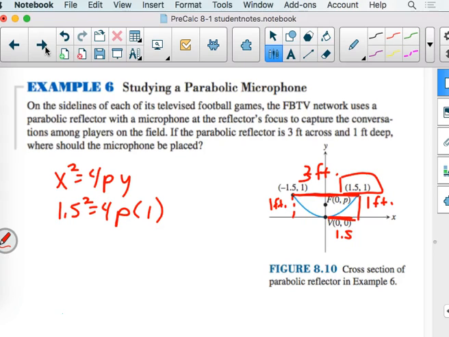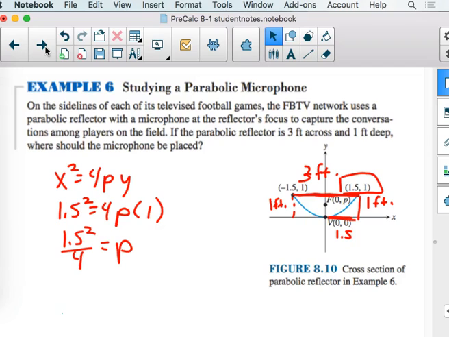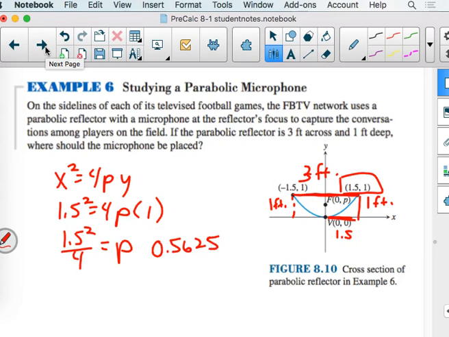That's 1. Well, if I want P, all I'm going to have to do is take 1.5 squared and divide it by 4. That's what that is. 1.5 squared divided by 4. 0.5625.